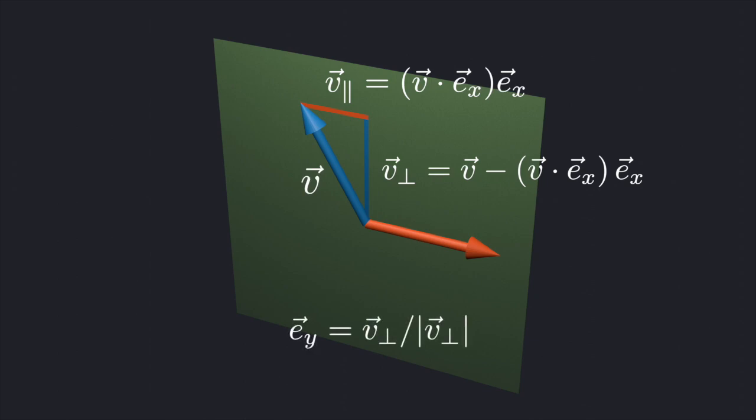This approach is called the Gram-Schmidt orthonormalization of the two vectors. To prove it, all you need to check is that v perp and x are actually orthogonal, which you can do by checking that their dot product is 0.